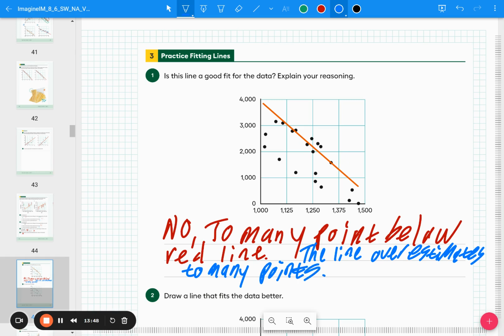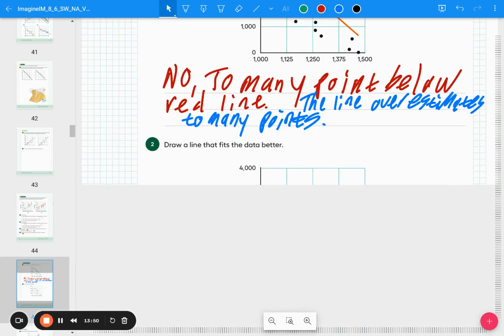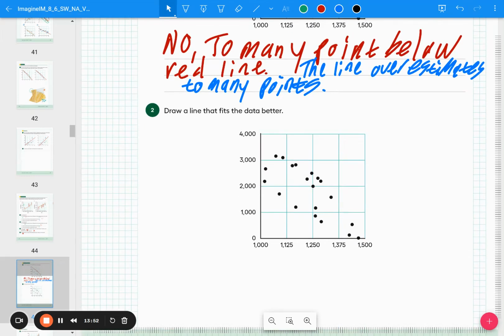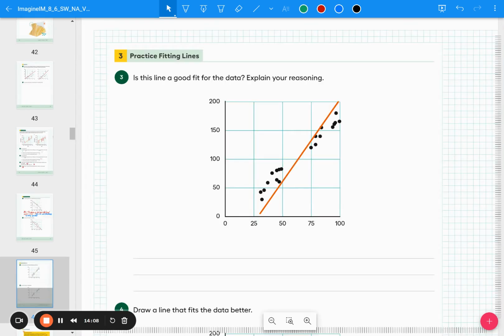Okay, so what happens if we draw a better line of best fit? Where might we draw a line that's a better line of best fit? Maybe I come down through here. I think that would be a better line of best fit. You draw yours wherever you want it. Is this a good line of best fit? Let's see. I'm going to say, yeah, I think so.